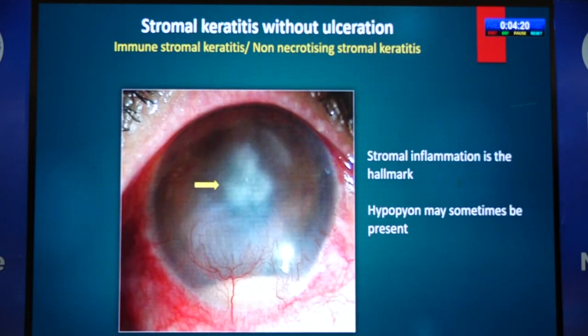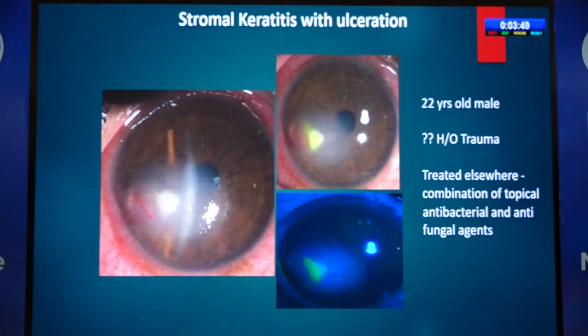Now this is what I would call a classic case of HSV stromal keratitis. I have deliberately put up this picture because hypopyon is not very common, but it is not rare. You will see hypopyon sometimes in cases of HSV stromal keratitis. But what I want everybody to focus on in this area is the stromal inflammation, which is the hallmark of HSV stromal keratitis. This is a form of what earlier was known as non-necrotizing stromal keratitis, where there is no epithelial defect. The other form is a stromal keratitis with ulceration.